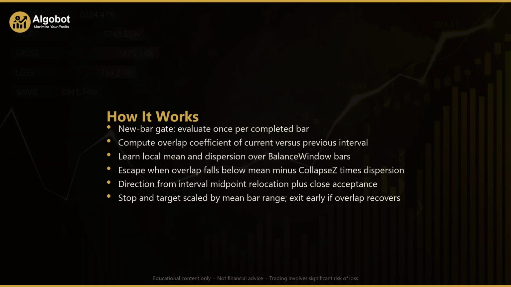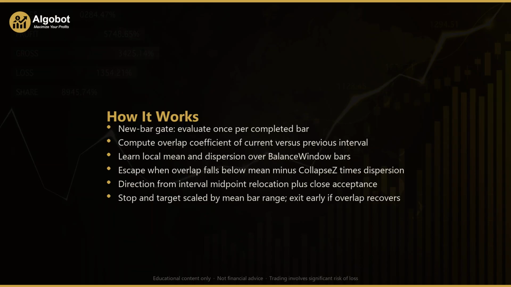Detecting an escape isn't enough on its own. The strategy also needs a direction. It reads the interval midpoint, the halfway point between a bar's high and low. For a long, the current midpoint must sit above the previous midpoint, and the close must finish above that previous midpoint. The interval relocated higher and price accepted the move. For a short, the mirror applies: midpoint lower and close below the previous midpoint.